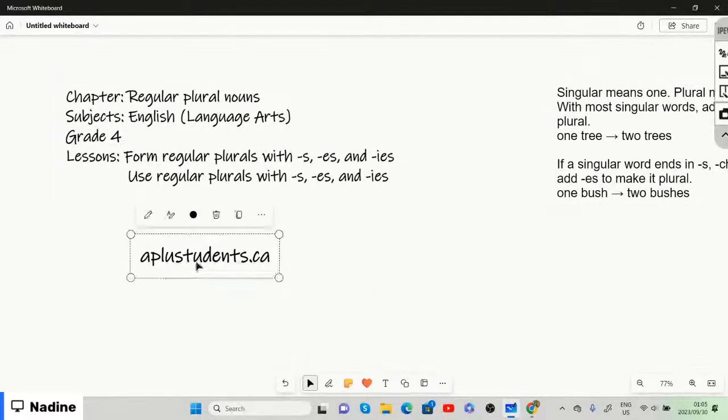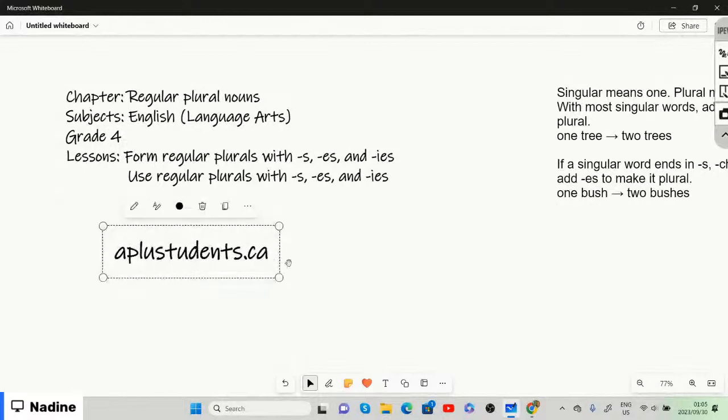Our tutorial lessons are on aplusstudents.ca. So that is where you are going to be logged in and following along with the tutorials as well as the tests. Later on, we're going to be doing an activity on aplusclasses.ca.